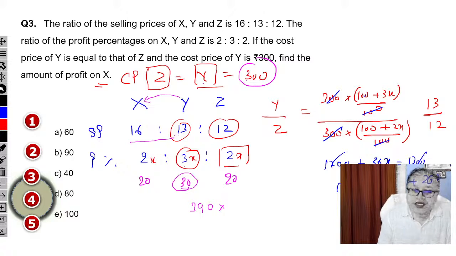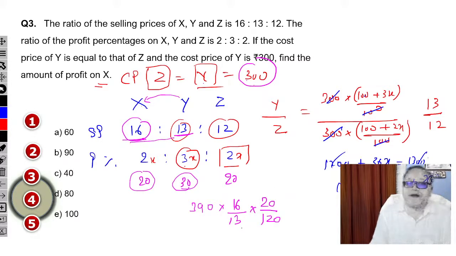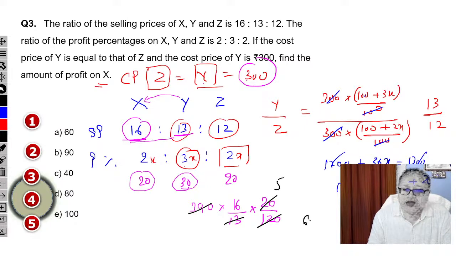So I can directly write this as 90. Now this is 13 parts. In order to get the X, I need 16 parts. So 16 by 13. So I got the selling price of X, and we have a 20% profit. So calculate the 20%. I should not write 100. I will be writing 120 because I am taking the selling price. So 20 over 120. By cancelling, I can notice that this gets cancelled 30 times, it gets cancelled 4 times, this is 5 times, and 16 × 5 is 80. That's your answer.